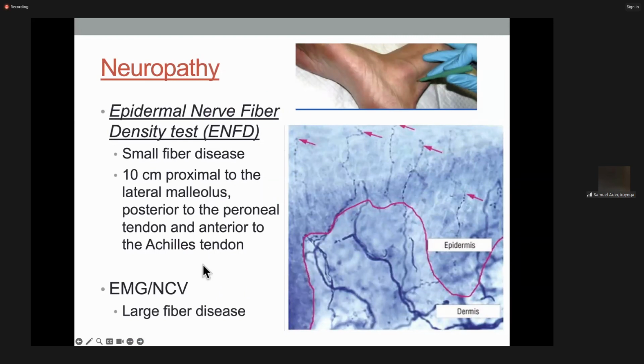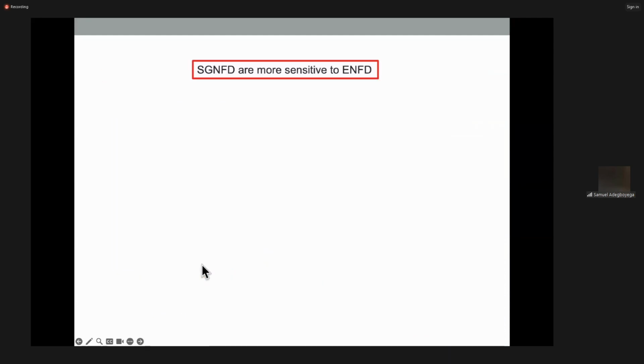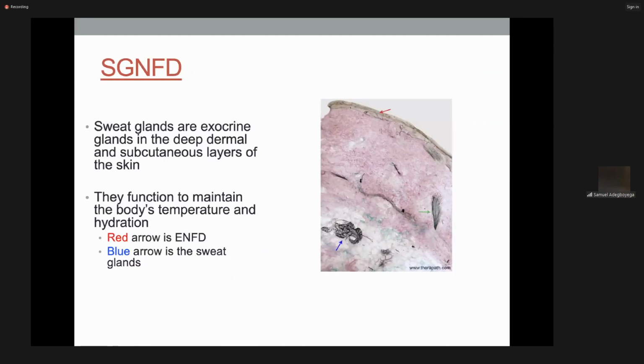Okay. I'll keep going. We got this already. Which one is more sensitive? The sweat gland nerve fiber density test or your epidermal nerve fiber density test? Sweat gland? The sweat gland is more sensitive.